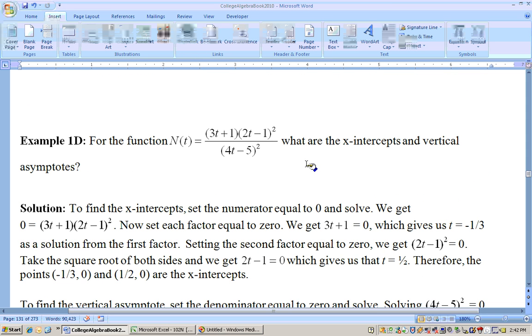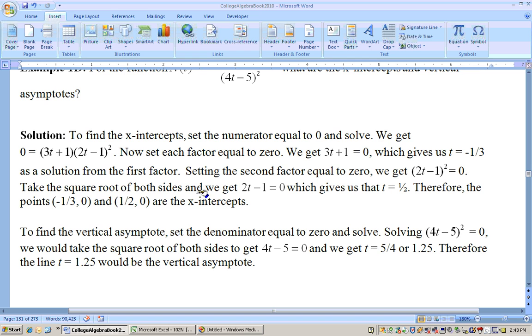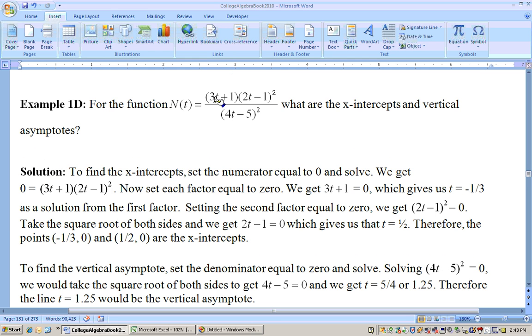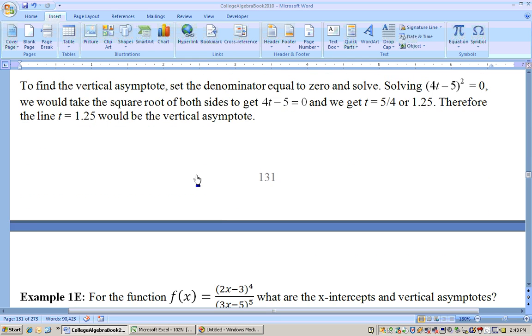Now for this function, this is back to the earlier one, it says what are the x-intercepts and vertical asymptotes? Well, you get x-intercepts by setting the numerator equal to 0. If you set the numerator equal to 0, set each part equal to 0, we would get t equals negative 1/3 from here, and we get t equals 1/2 from this area. The vertical asymptotes come from setting the denominator equal to 0, and if we set the denominator equal to 0, we would get 5/4, and that's worked out for you. And here, just taking terms to the other side and dividing by the coefficient to get those things.